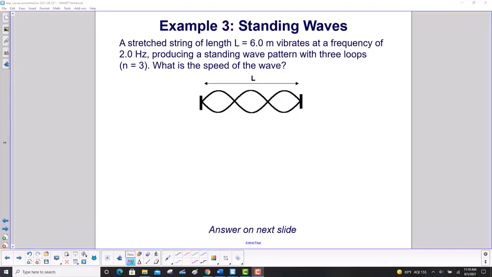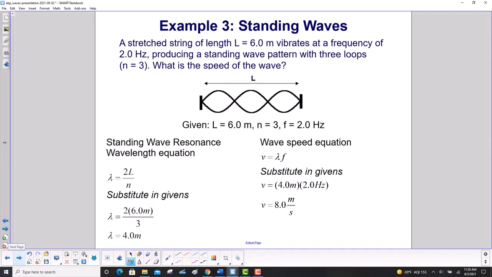A stretched string of length 6 meters vibrates at a frequency of 2 Hz, producing a standing wave pattern with 3 loops. 1, 2, 3. N equals 3. What is the speed of the wave? We're going to solve this in a couple parts here. We have 3 givens. So first, we're going to find the wavelength of this wave.